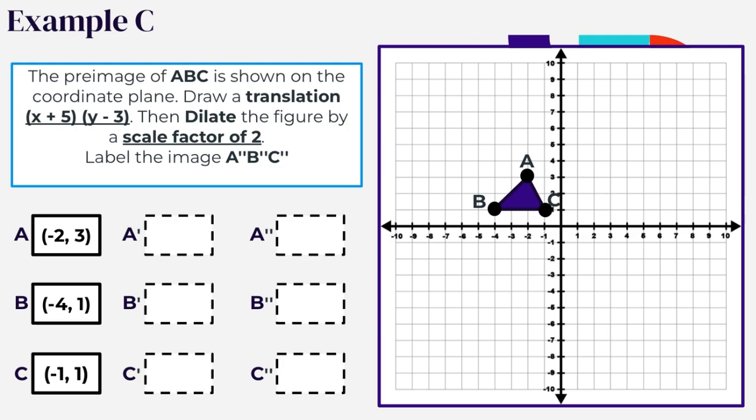So in this case, again, I could count on my coordinate plane, but I think this time I'll just use the addition and subtraction since they've listed them right there for me in the problem. So negative 2 plus 5 is going to give me a positive 3.